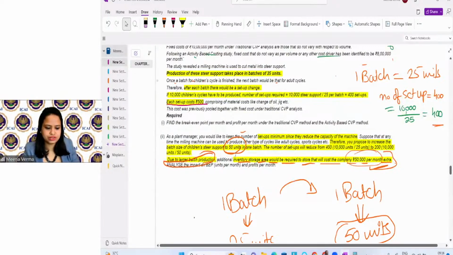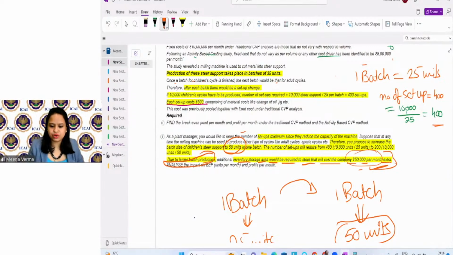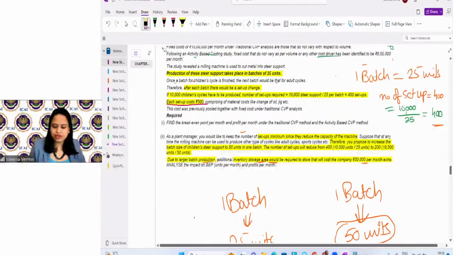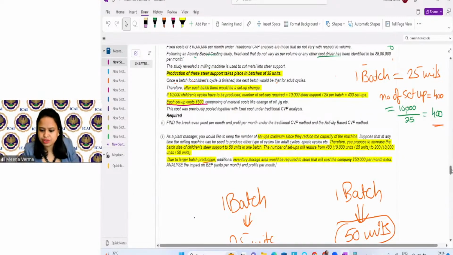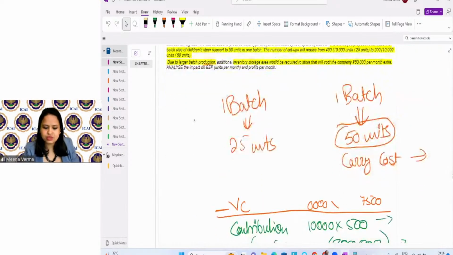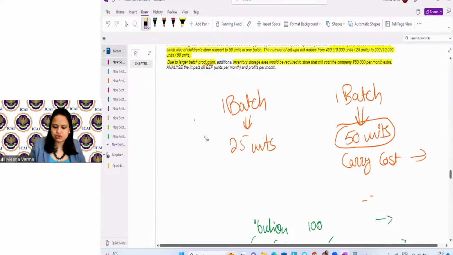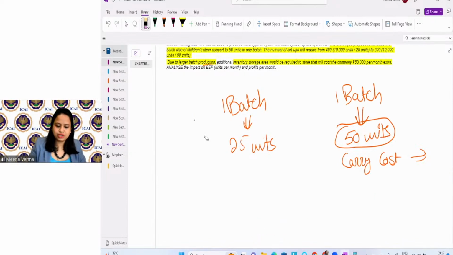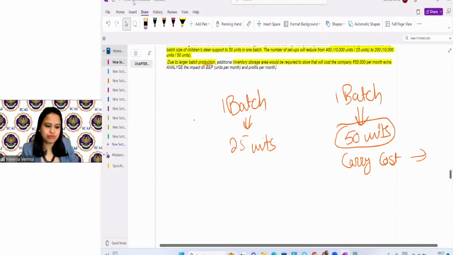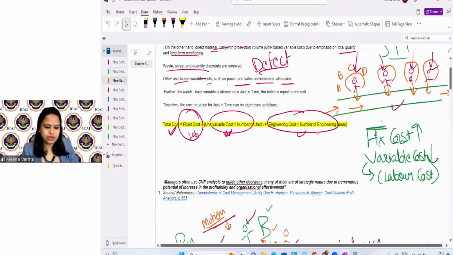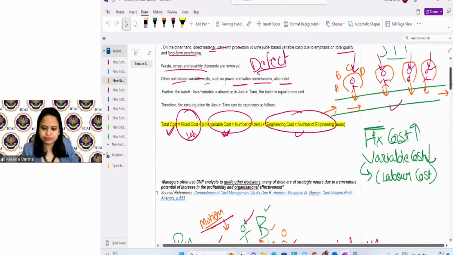All right, this was your doubt, what we will do for this also. This is also a cost for the company. You can see why you are incurring this cost. You are incurring this cost because the batch size has increased, right? When the batch size increases, the carrying cost of the company will increase, right? So obviously it will be included while calculating the profit. Okay, next question, next topic.